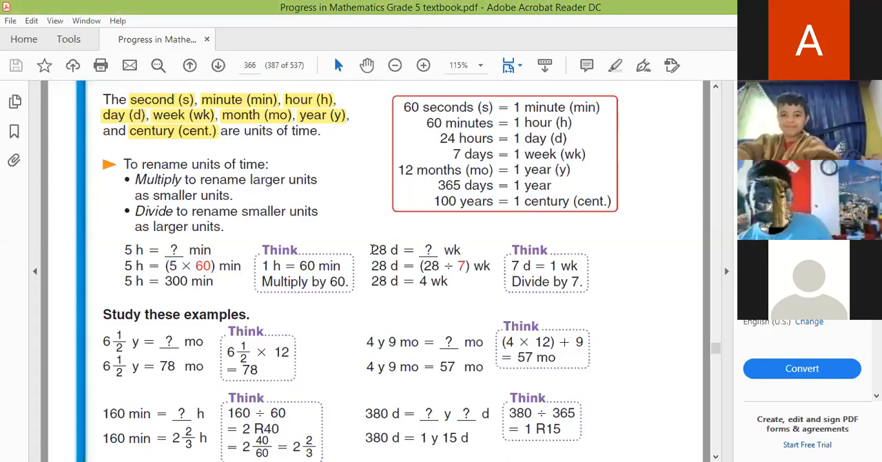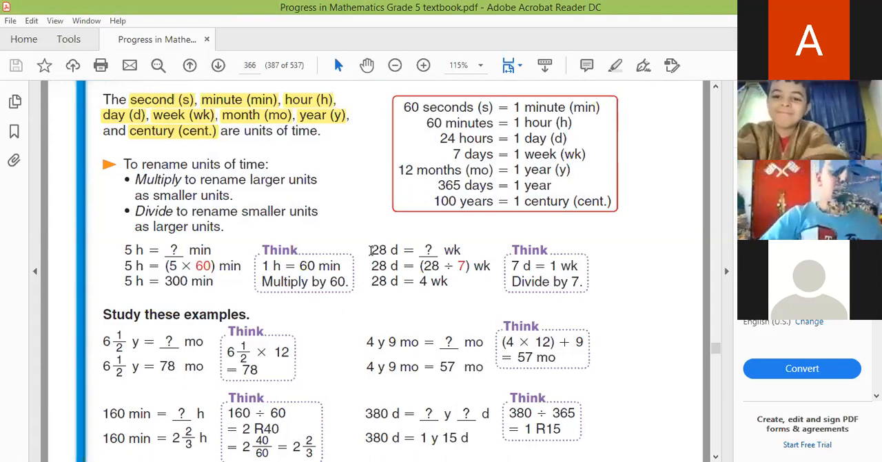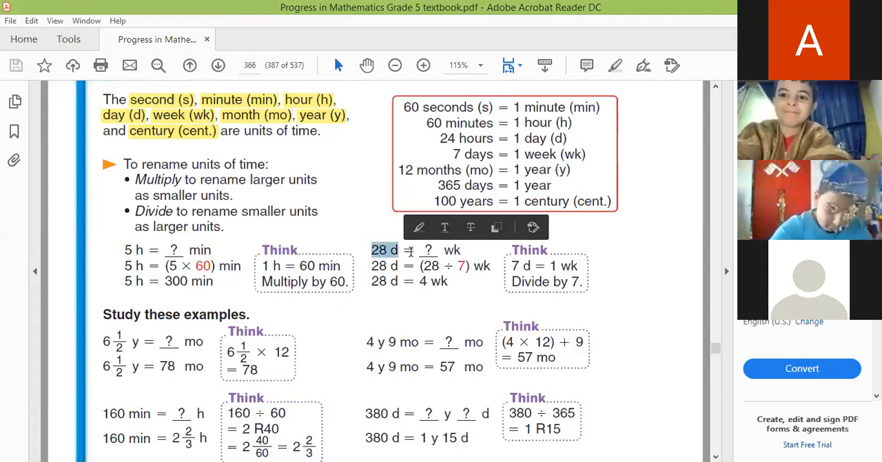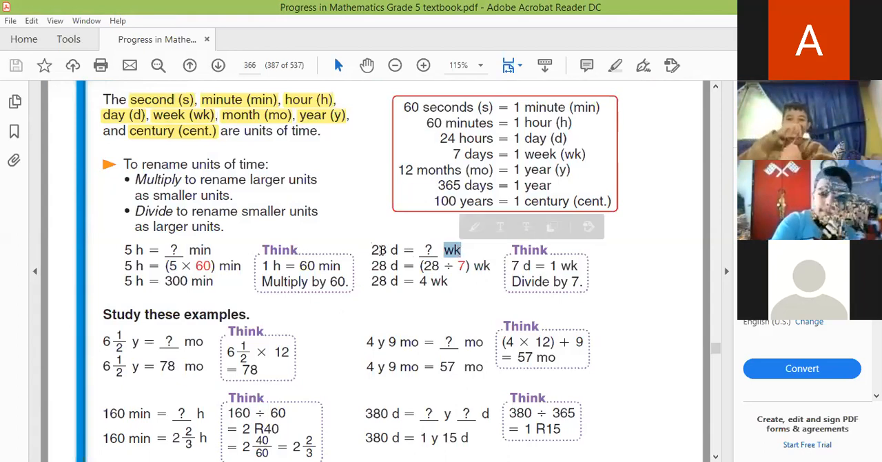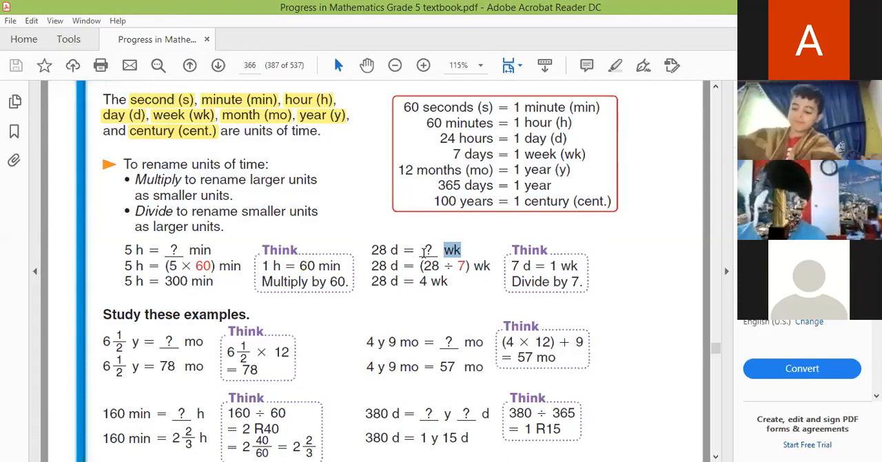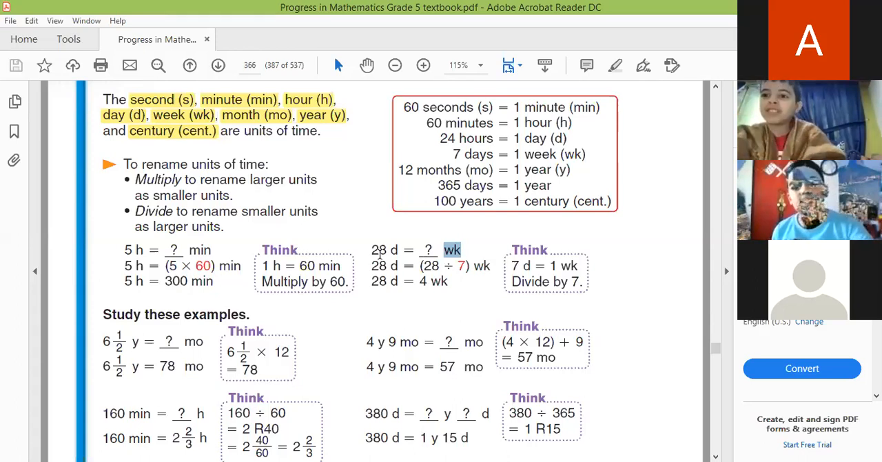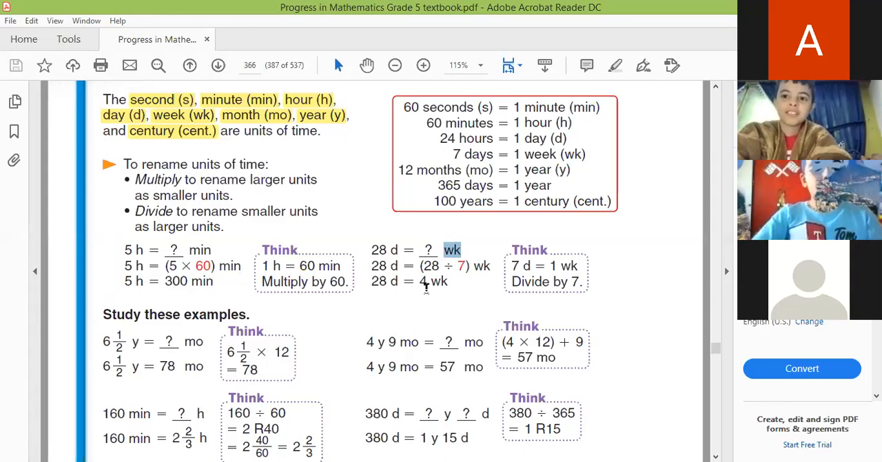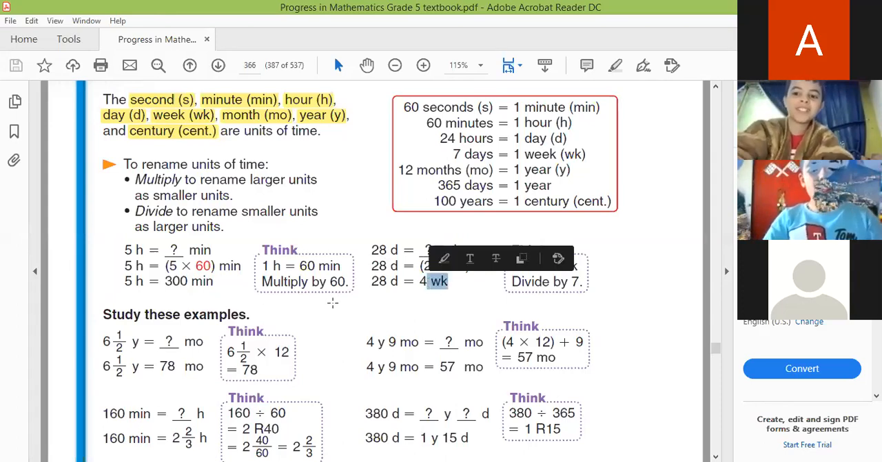Now look at here. Next one. In 28 days, you will have to check how many weeks are there. These 28 days, is it a smaller unit or a bigger unit from week? 28 days, you will change it into weeks. So what you will do? How many days makes 1 week? 7. So you will divide this by 7 and you will have the number of weeks.